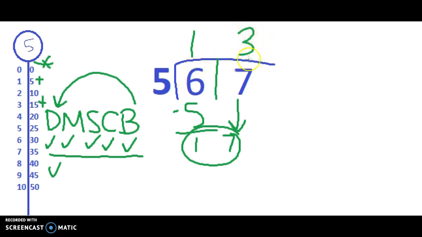Multiply the number I just wrote down, 3 times the boss, 5. 3 times 5 is 15. Check off multiplication. Time to subtract. 7 minus 5 is 2. 1 minus 1 is 0. Check off subtraction. Check my work. Is 2 smaller than 5? Yes. B, bring down. If I look back in my original problem, I used the 6, I used the 7.